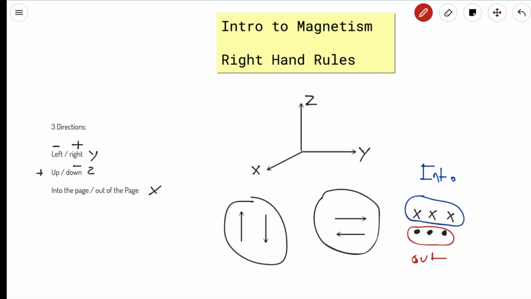So these are the directions you need to know. Just become familiar with them: what's into the page, what's out of the page. You will really become familiar with this. It's going to be referenced often, and you're just going to need to know how to deal with it. So take a moment if you need, and we'll deal with right-hand rules next.